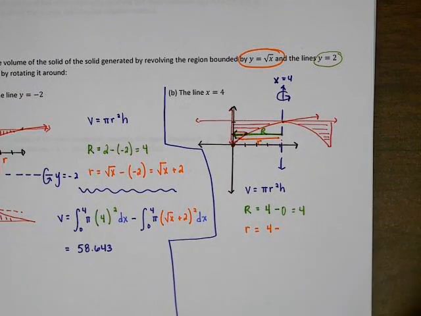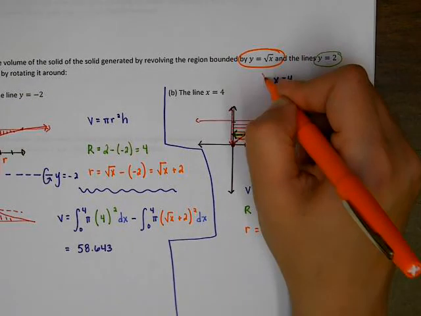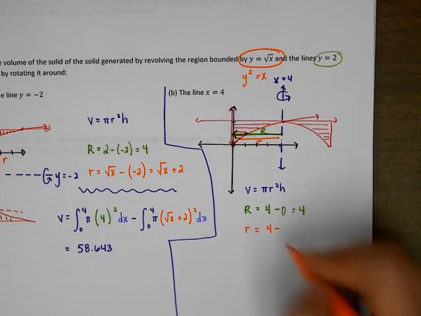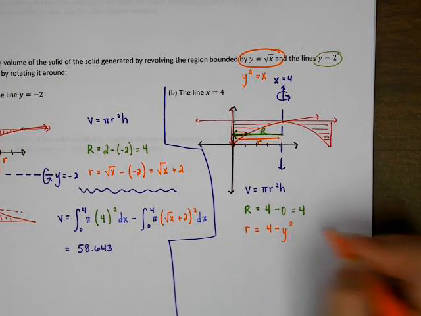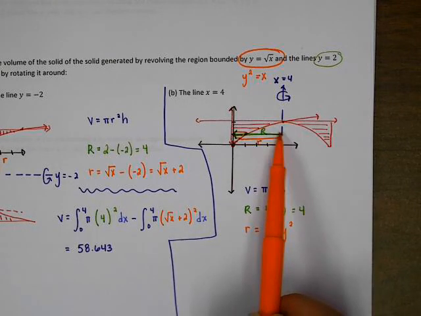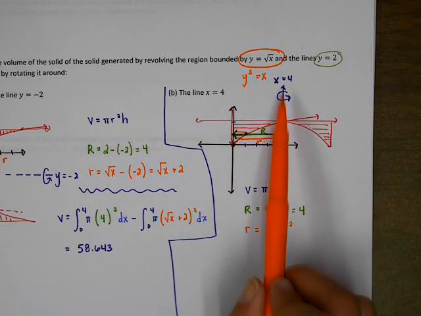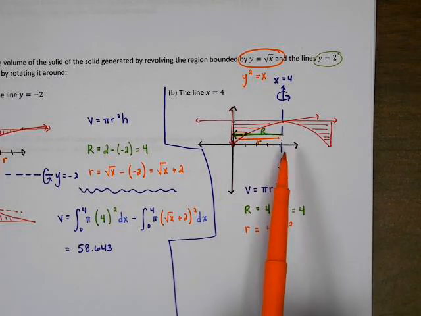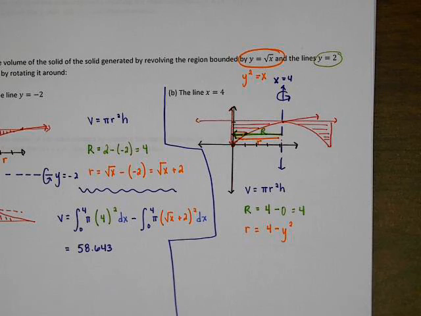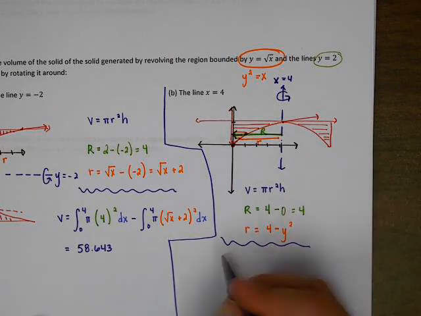But I need to rearrange it a little bit to get it in terms of y. So I would have x equals y squared. I would just square both sides. So again, I'm still doing right minus left. It's just that in this case the right is the axis minus here, and here the right is the axis minus here. Now I'm going to go ahead and set up my integrals.